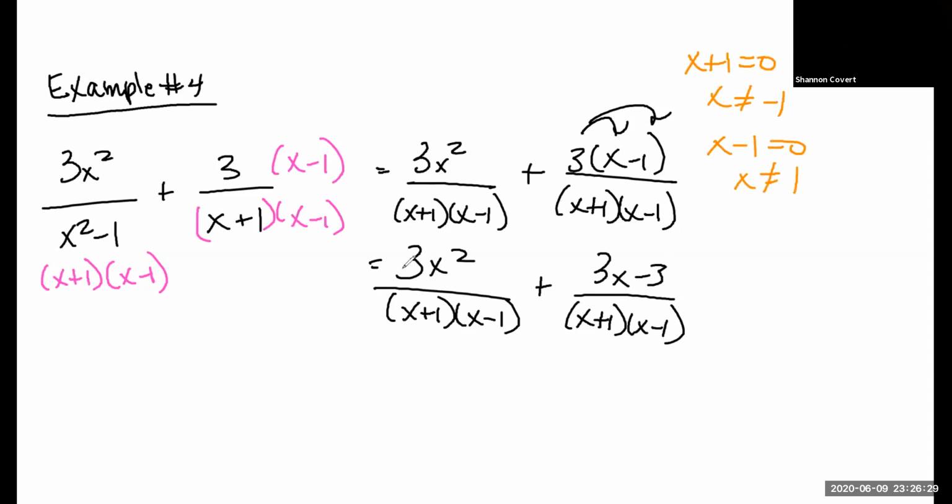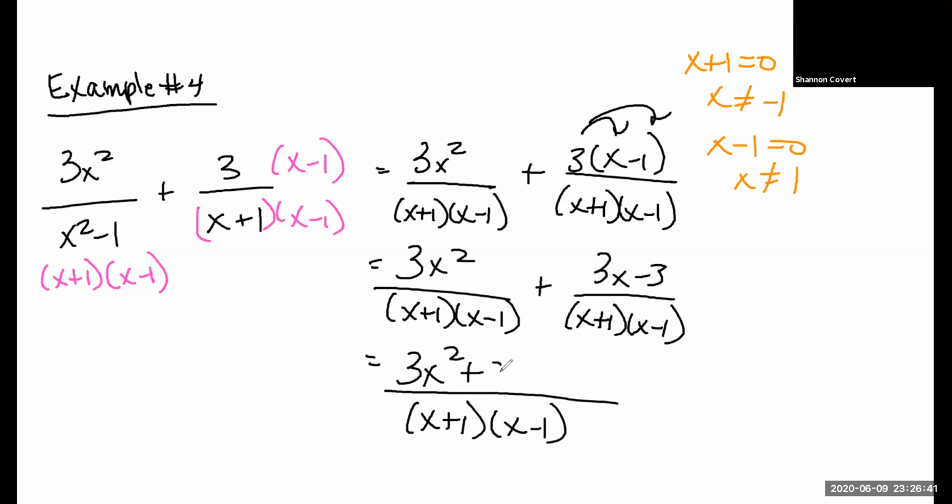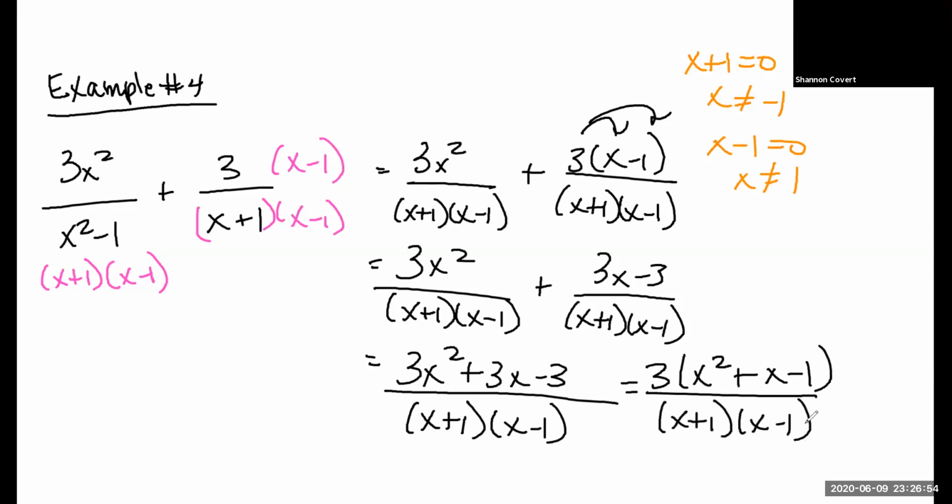Keep going with my problem. Ready to write one big fraction bar where my denominator is (x + 1)(x − 1). I have 3x² + 3x − 3. I can factor 3 out of my numerator. That leaves me with 3(x² + x − 1)/((x + 1)(x − 1)). And I don't think I can factor x² + x − 1. So that's my solution.